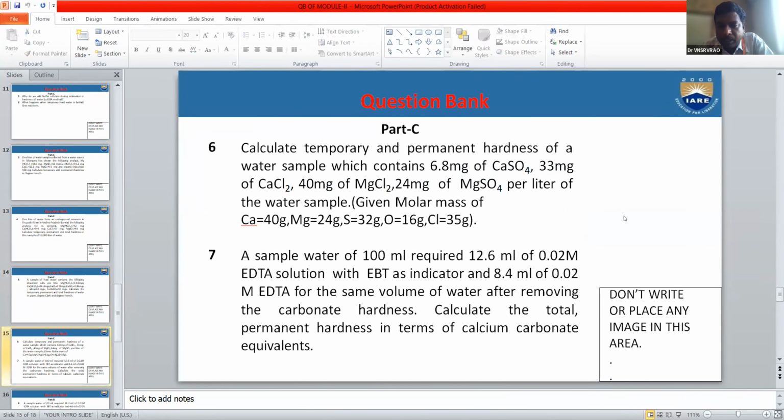Next, the sixth problem is also in the same category. Now they ask to calculate temporary and permanent hardness of a water sample which contains 6.8 milligrams of calcium sulfate, 33 milligrams of calcium chloride, 40 milligrams of magnesium chloride, and 24 milligrams of magnesium sulfate per liter of the water sample, and they give the molar masses also. So this is a special problem. They give the molar masses, that means molar weights of individual atoms, for the idea of the students. Calcium 40, magnesium 24 grams, sulfur 32 grams, oxygen 16 grams, chlorine 35 grams.